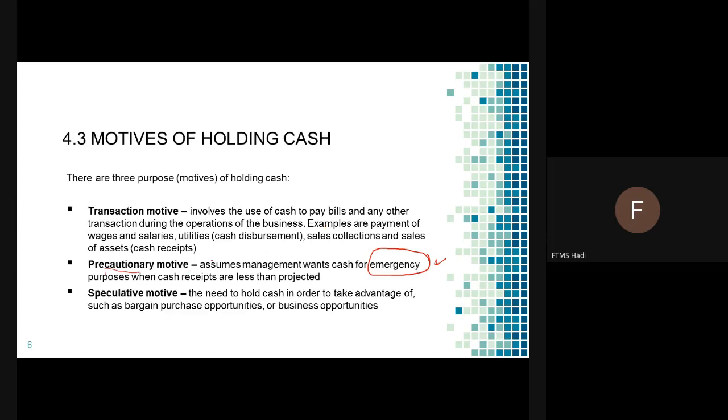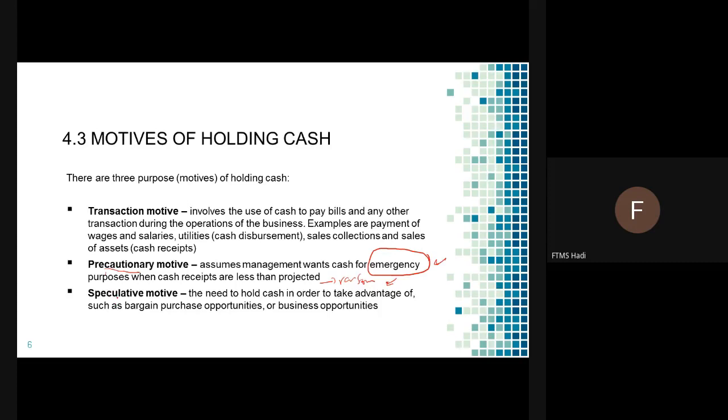Even ransom also. If you know the word ransom, let's say your friend got kidnapped, and then they ask for ransom, if you want your friend to be safe, please pay 1 million ringgit. You have no choice, and then need to pay the abductor, that means the thief, as a ransom, so that is a precautionary motive.